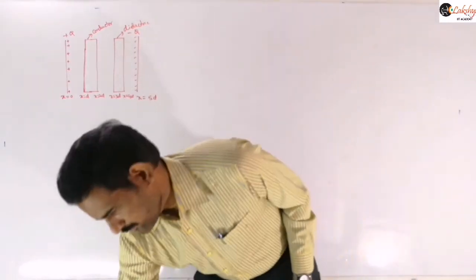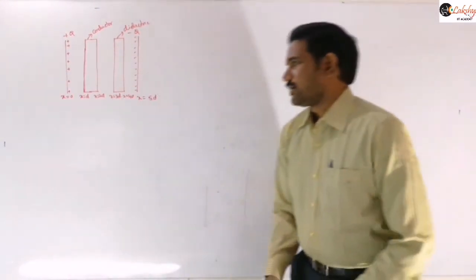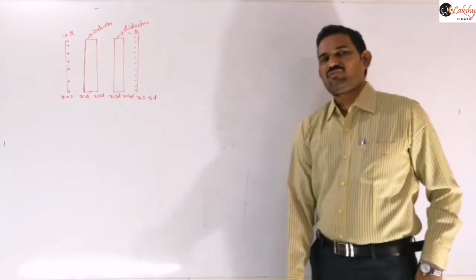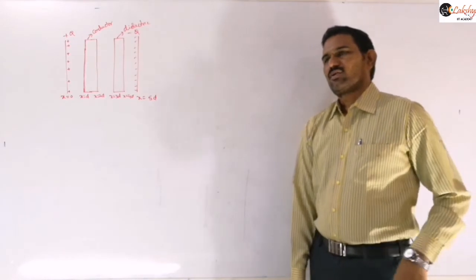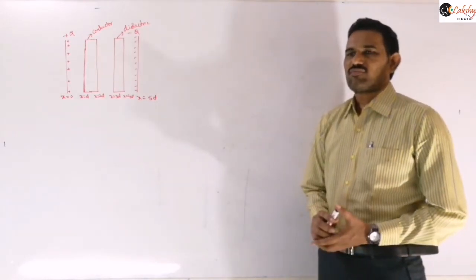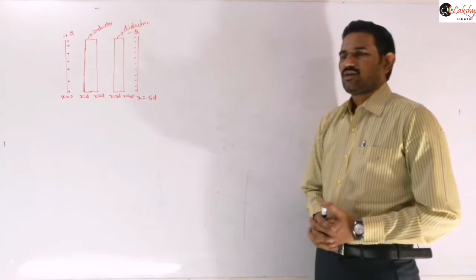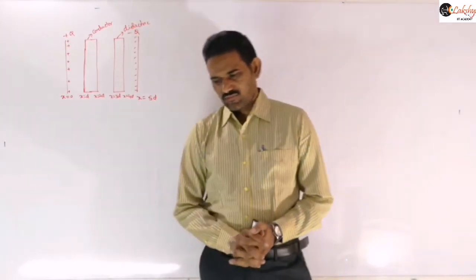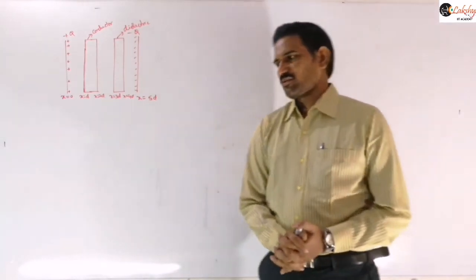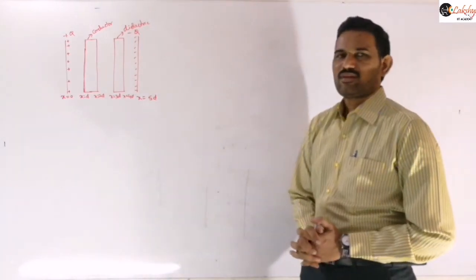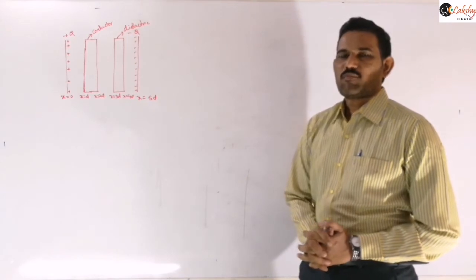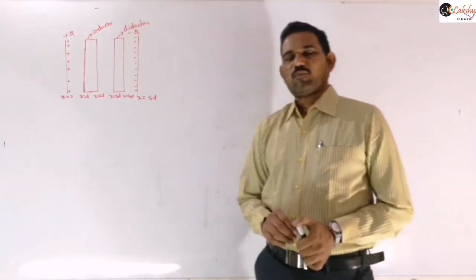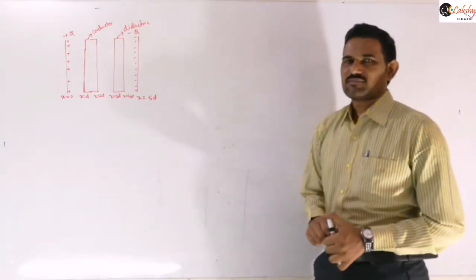Then draw the variation of potential versus distance when we move from the positive plate to the negative plate.